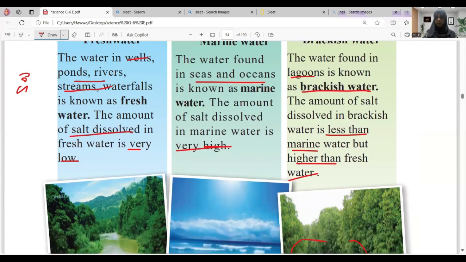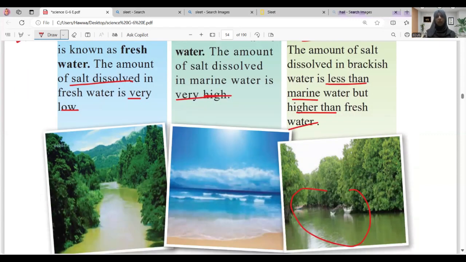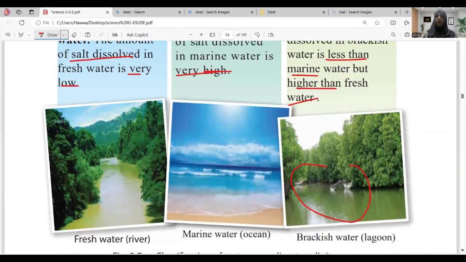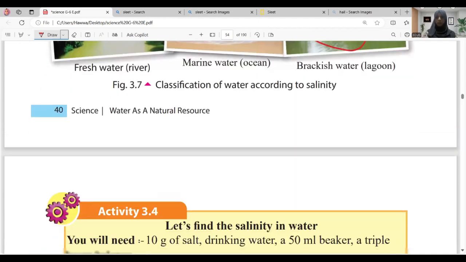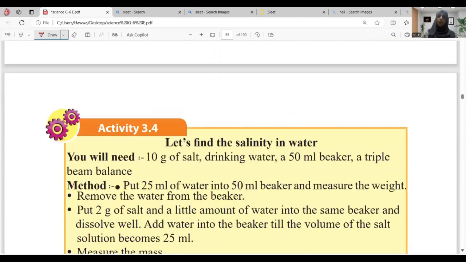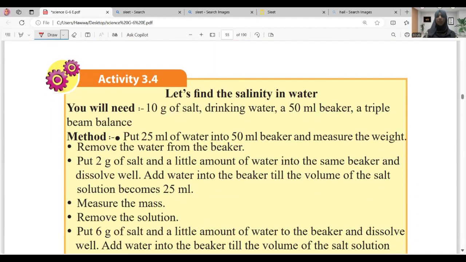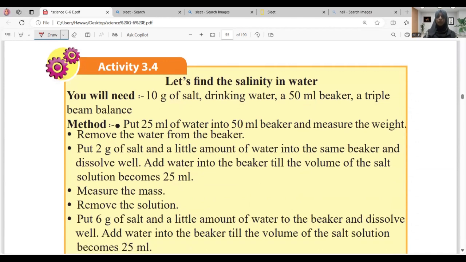So if you have doubts, or I can make you memorize these things in the class, it's okay. When I ask you one question more than 3 times, obviously that is going to stay in your mind. So I do that normally. I make the students memorize the majority of the part within the class itself, so it will be easy for them to study also. So let's find the salinity of water.